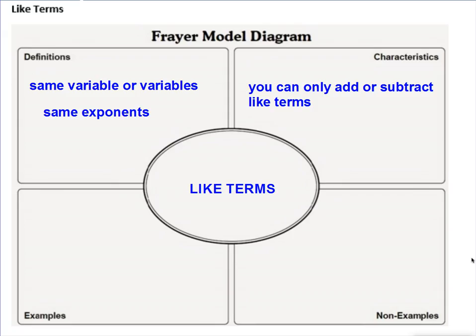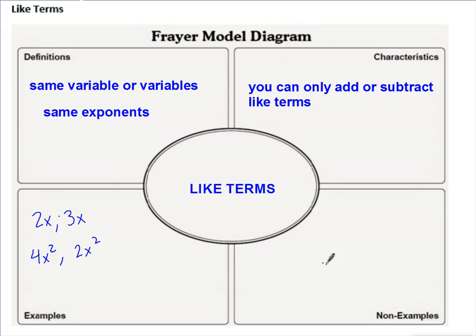All right, last thing we're going to look at is like terms. Like terms are terms that have the same variable, or if there's more than one variable, they're all the same, and the same exponents. And this is important because you can only add or subtract things that are like terms. Okay, so examples of like terms. 2x and 3x would be like terms because they have the same variable. 4x squared and 2x squared would be like terms because they have the same variable. All right, same variable, same exponents.